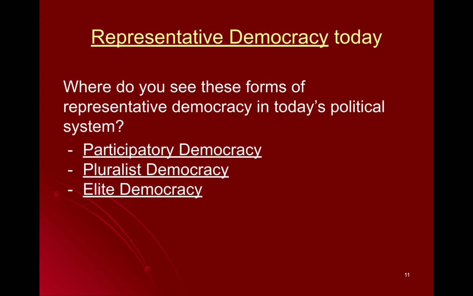So on your guided notes page, I want you to answer these questions. I want you to come up with an example in today's society in the United States of where we can see participatory democracy, pluralist democracy, and elitist democracy. See if you can come up with a very specific example. It can be a federal government, state government, or local government.